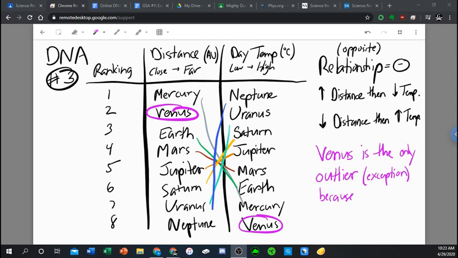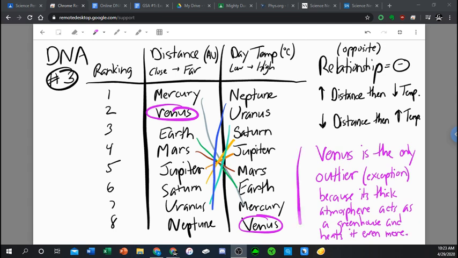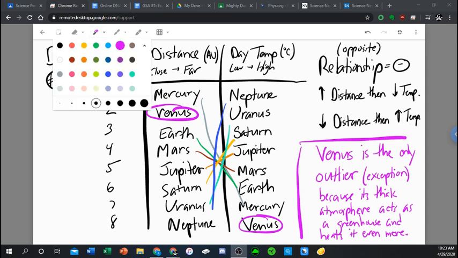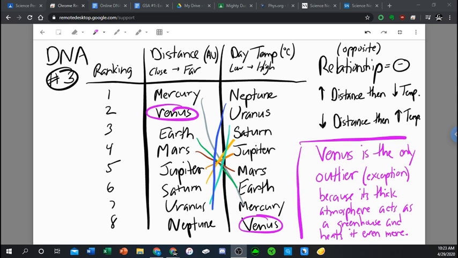Because we'll just take right from the chat. It's thick atmosphere acts as a greenhouse and heats it even more. Thanks, Kim. Whoops. Want that to be black. There. Yeah, Venus again. Venus is the troublemaker in trying to analyze what's going on in the solar system.